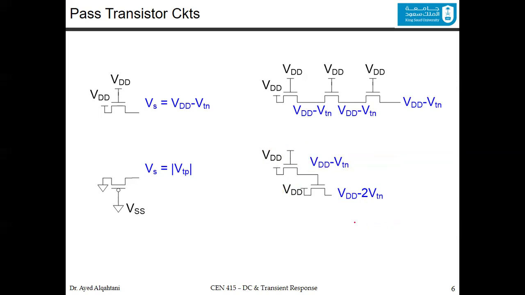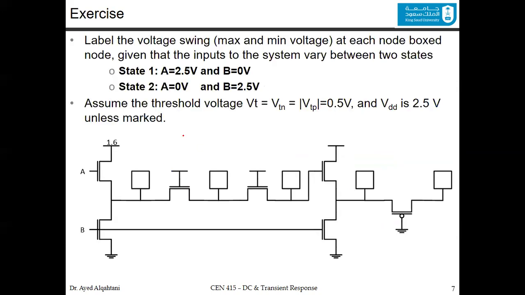So now let's combine everything together in an example. In this exercise, you should label the voltage swing, which is the maximum and the minimum voltage at each node. And you have 1, 2, 3, 4, 5 nodes.